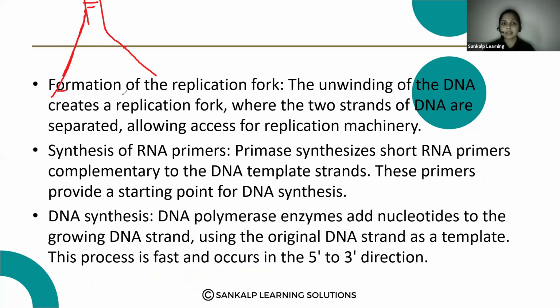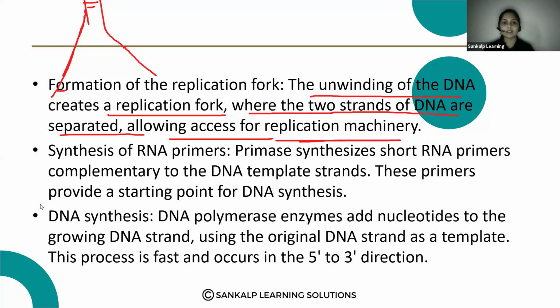So this is called a replication fork. The unwinding of the DNA creates the replication fork, where the two strands of the DNA are separated, allowing access for the replication process. Now the replication process starts.